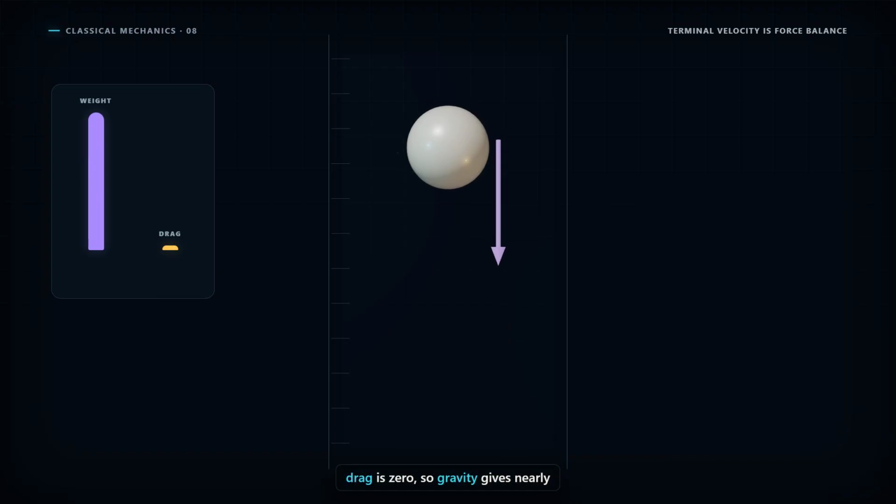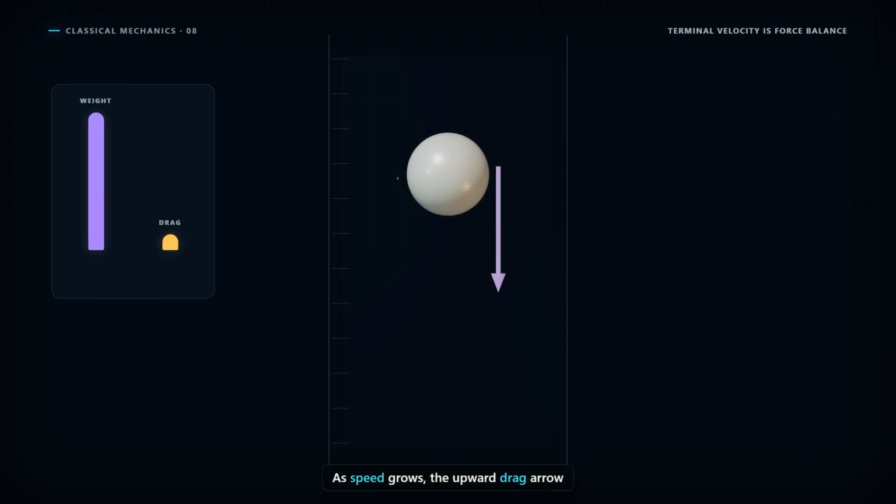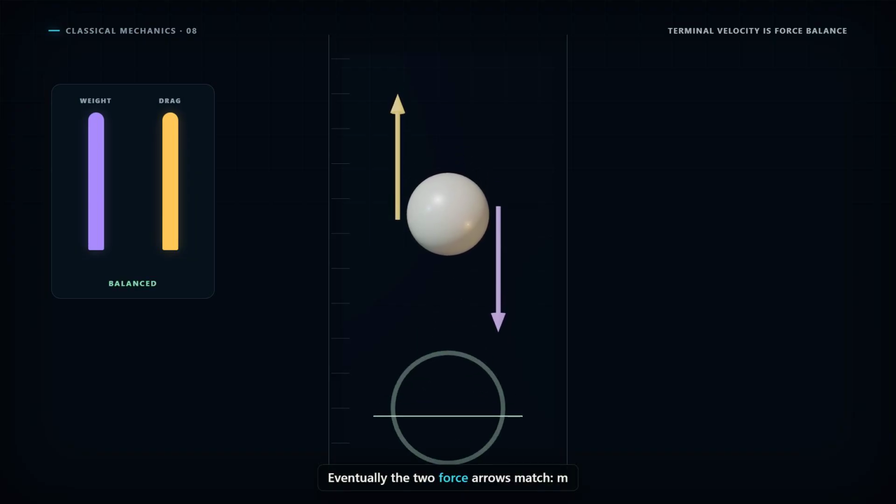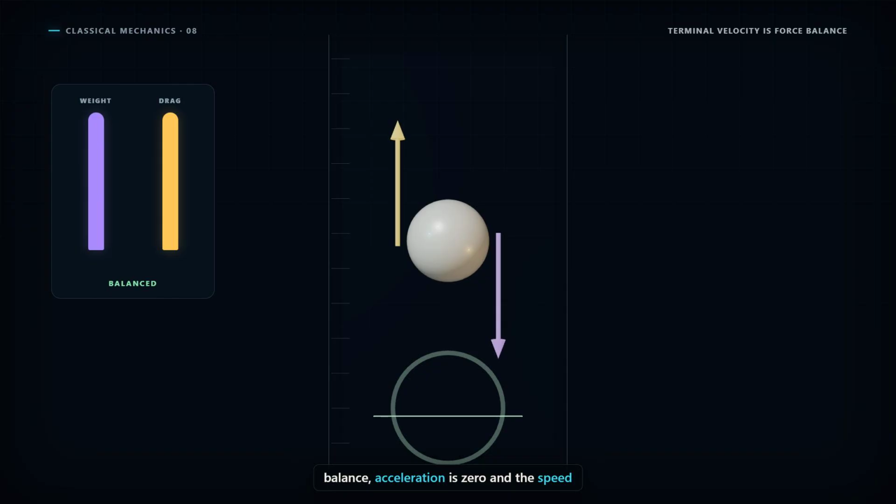At first, drag is 0, so gravity gives nearly g downward acceleration. As speed grows, the upward drag arrow grows. That reduces the net force and the acceleration. Eventually, the two force arrows match. mg equals b v terminal. At that balance, acceleration is 0 and the speed stops changing.